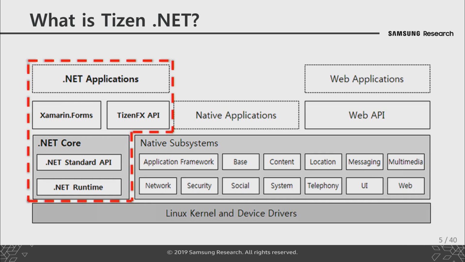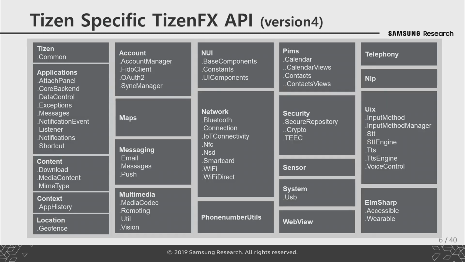And we have the TizenFX API. That's basically the C# layer of the native subsystem modules, so you can access pretty much all the native features using TizenFX APIs. This is what the Tizen.net application looks like. This is the list of all the namespaces of the TizenFX APIs, and you can see you can access pretty much all the native features, for example content, location, messaging, network, security, sensors, and many more.